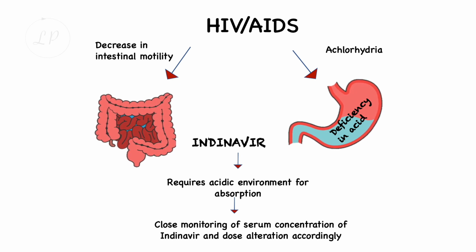Most HIV/AIDS patients are prone to a number of gastrointestinal disturbances. This greatly affects the absorption of orally administered drugs. Indinavir, which is widely used for the treatment of HIV, needs a perfect acidic environment for its absorption. But in HIV patients with achlorhydria, this drug will not be absorbed satisfactorily. So, during the treatment, close monitoring of the serum concentration of indinavir, and altering the dose, assure the success of therapy.